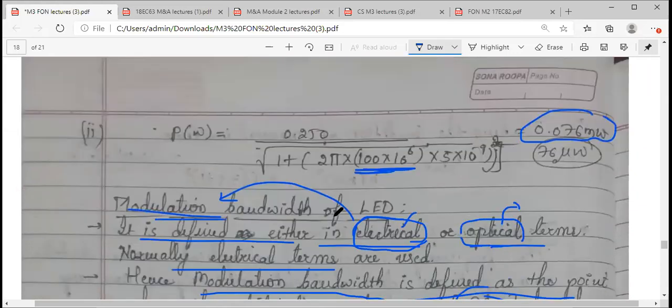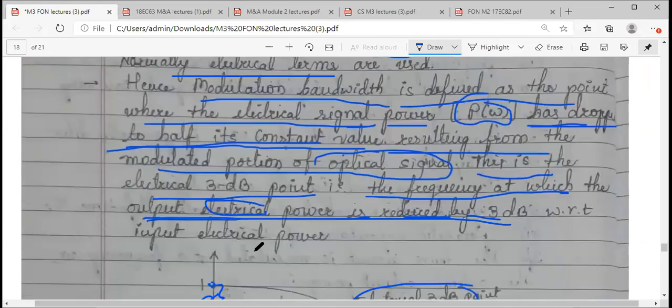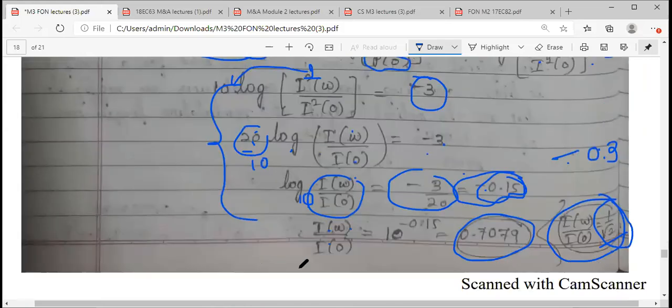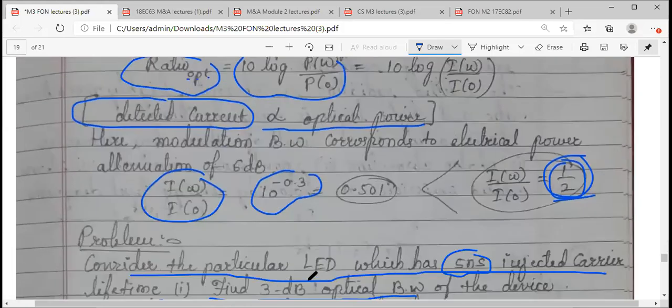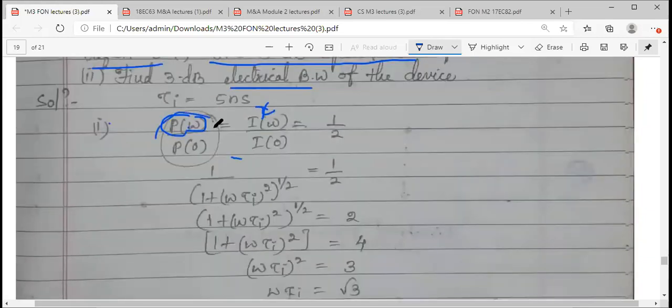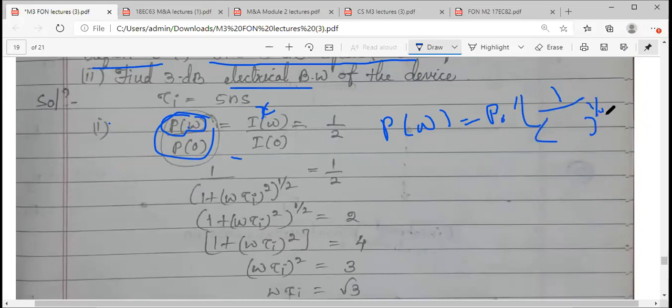Okay. Now I have already discussed this modulation bandwidth. There are two types, electrical terms or optical terms. I've discussed this already, and we have got two equations also. Based on this, let us further continue the problem. So we have already seen this equation: P of W is equal to P naught or P of 0, times 1 divided by that term raised to 1 by 2. Okay, so this is the expression. If I take this P naught here, it will become P of W by P naught is equal to this ratio. So that ratio I have written here.